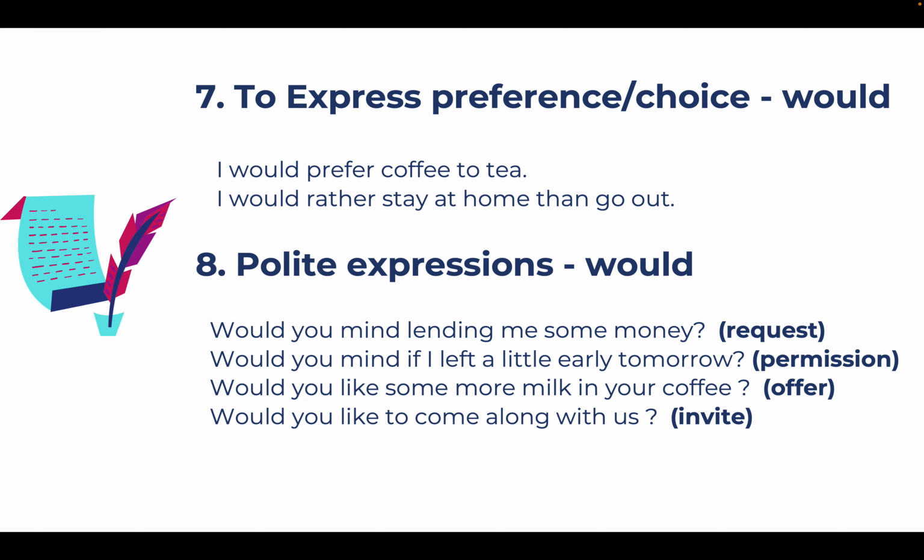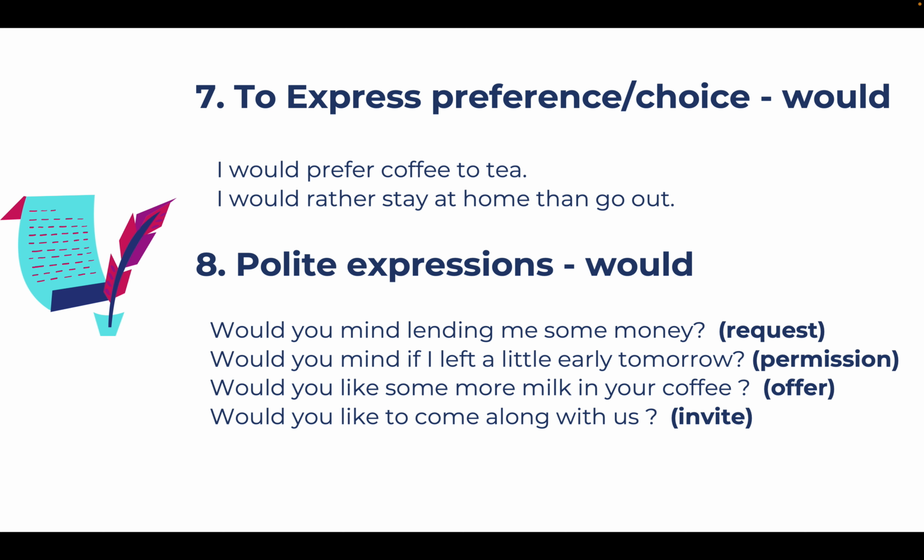And the last scenario is, in the case of polite expressions we have to use would. For example, if you want to request someone, we have to use: would you mind lending me some money. Here, after would you mind you have to use the ing form, that is lending me some money. So this is a form of request.